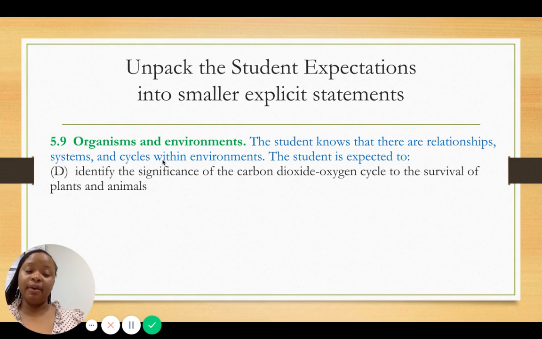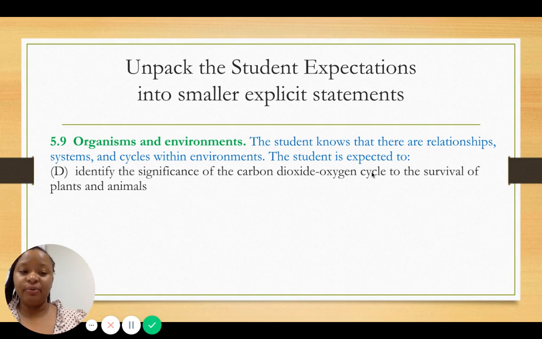And for the rest of this, we're only going to focus on the SE. So when I look at the student expectation, I notice it says identify the significance of the carbon dioxide oxygen cycle to the survival of plants and animals. When I apply my terms, I identify the verb. The verb here is identify. What am I identifying? It's my concept, and the significance of the carbon dioxide oxygen cycle is my concept.